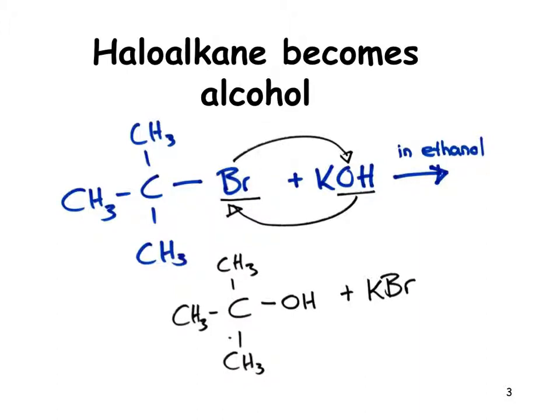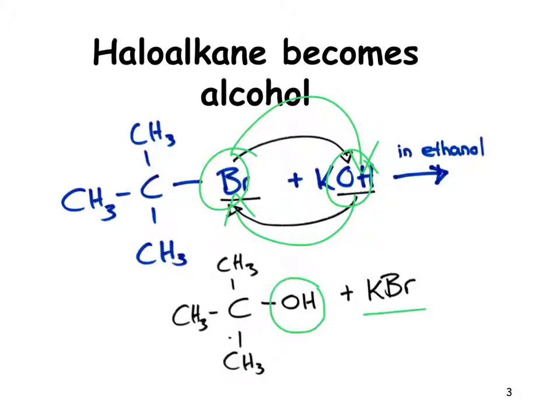The next one is when a haloalkane becomes an alcohol. Well, that's exactly the opposite thing, isn't it? So in this case, the bromine is going to come off and join onto the potassium. The OH is going to come off and join up with the hydrocarbon, and we're going to land up with an alcohol and a potassium bromide. Notice the conditions here. We need ethanol in order for that to happen.